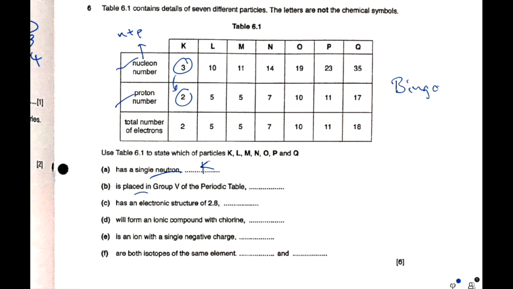Next, which one is placed in group 5 of the periodic table? How do we know if it is group 5? You must look at the proton number. Group 5 means the electronic structure is 2,5. So 2 plus 5 equals 7, so it's N.